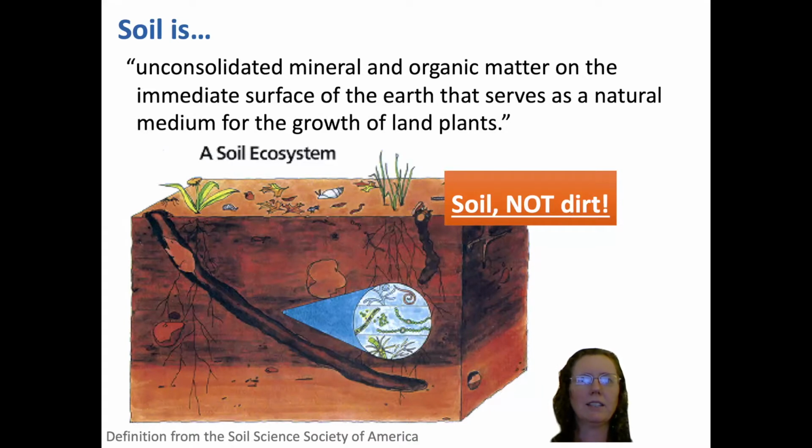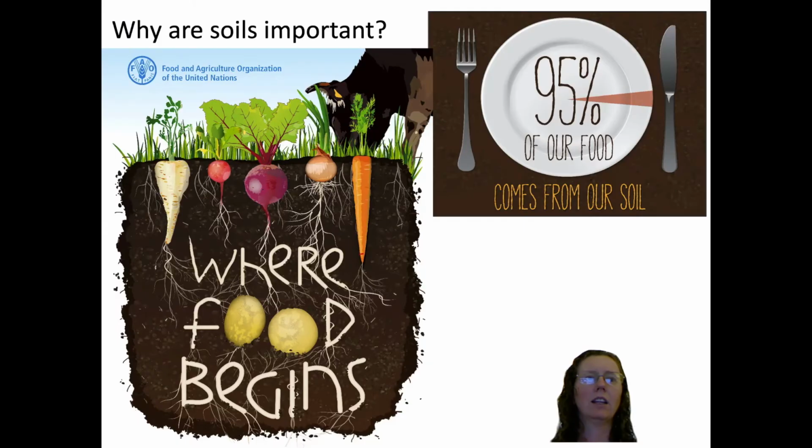So what is a soil? Soils are a mixture of mineral and organic matter on the surface of the earth. Soils are affected by geology, climate, topography, and biology acting over long periods of time. They are dynamic and ever-changing, not just stagnant dirt.